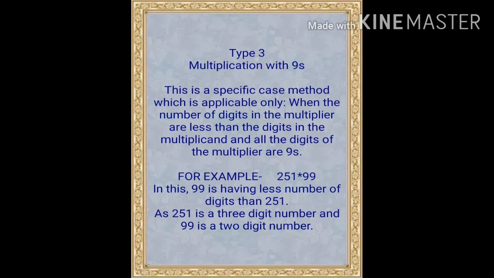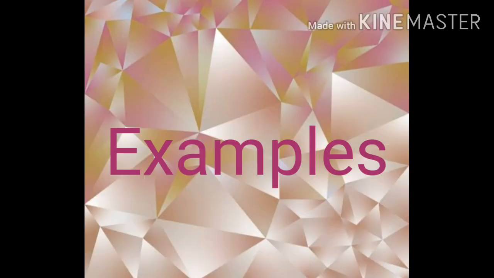This is a specific case method which is applicable only when the number of digits in the multiplier is less than the digits in the multiplicand and all the digits of the multiplier are 9. For example, 251 into 99. You can see that 251 is a 3-digit number and 99 is a 2-digit number. So let's do some examples to get this method.